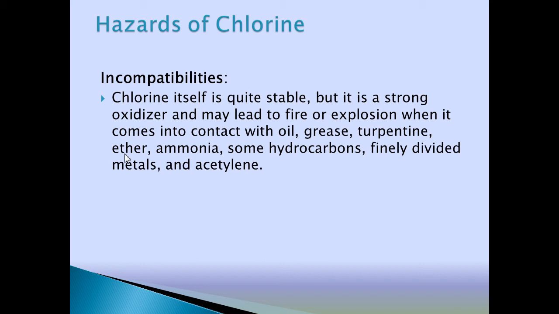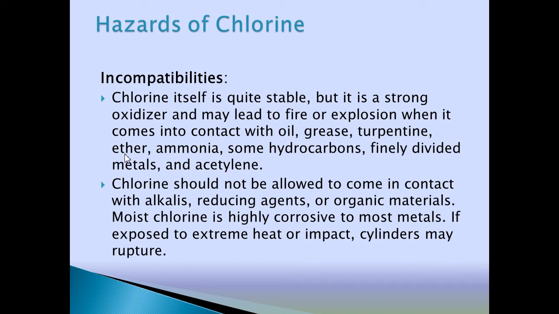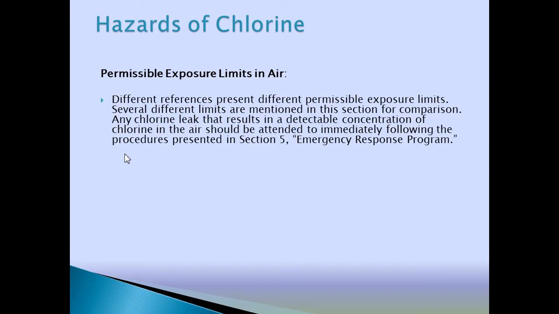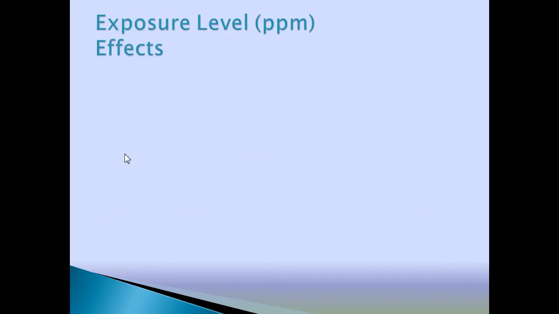Incompatibilities. It's stable, but it's a strong oxidizer. It can lead to fire and explosion when it comes in contact with oil, gas, turpentine, ammonia or hydrocarbons, finely divided metals, and acetylene. Chlorine should not be allowed to come in contact with alkalines, reducing agents, or organic matter. Moist chlorine is highly corrosive to metals, so you see a plant that has a lot of corrosion next to their gas chlorine, and what you're seeing there is the corrosivity from the chlorine.